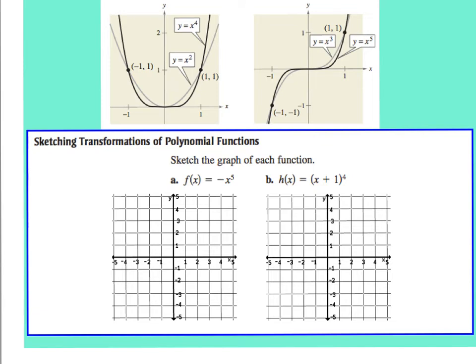So the same thing deals with odd functions. Let's look at this first one. I have negative x to the 5th. I'm going to sketch a graph of negative x to the 5th. Well, where does this guy start? He's a negative odd power. Where does he start? He starts where?